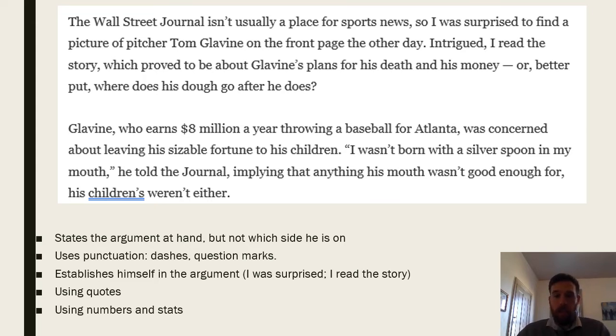So one of those things is placement of thesis. Like when we're writing our 5-paragraph structured argument, we put our thesis at the end of the first paragraph, at the end of the intro. It's not the same when you're writing a piece in the real world. Sometimes people will put it there, but sometimes they don't. This one, it looks like the argument is about where does his dough go after he does? So what is Tom Glavine going to do with his money after he passes away? Plans for his death and his money. So we're not quite sure what the author thinks about it yet, but the author has started bringing that up a little bit.